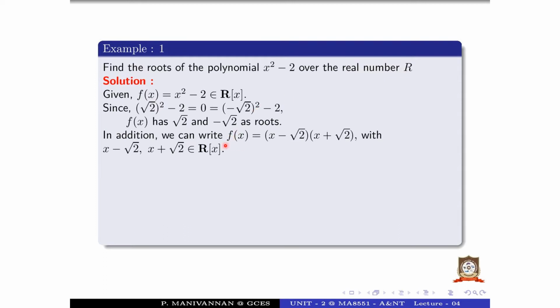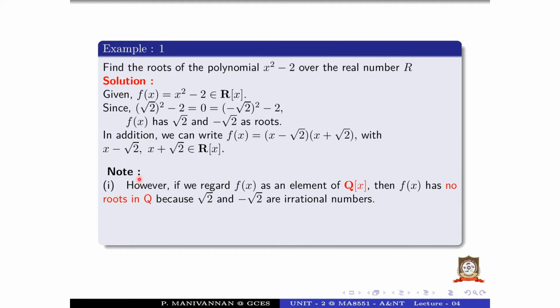In addition, f of x can be rewritten as x minus root 2 into x plus root 2, where x minus root 2 and x plus root 2 belong to this polynomial ring. So if the polynomial has roots, then we write the polynomial as factors. These are the factors. This topic is covered in the next video.